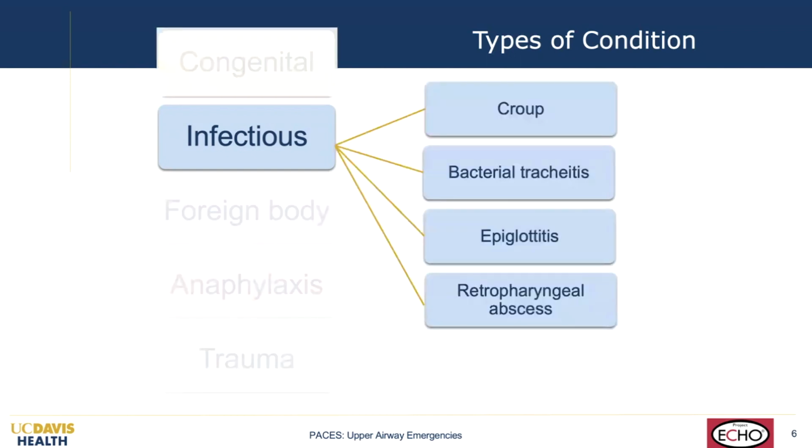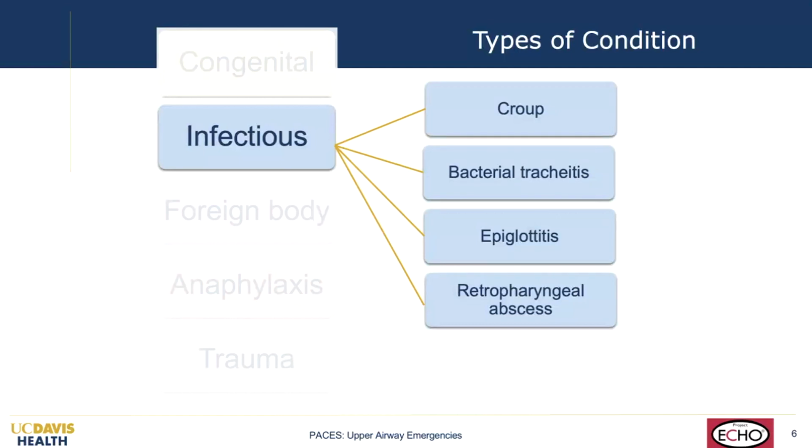So in terms of infectious, the four categories that we identified were croup, which is definitely something we've been seeing a lot of lately, with a lot of kids, both younger and toddler age, presenting with symptoms of croup. Some of the other ones that we see probably a little bit less commonly include bacterial tracheitis, epiglottitis, and a retropharyngeal abscess, and along with that, I would also say peritonsillar abscess.